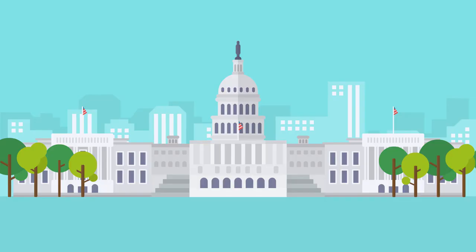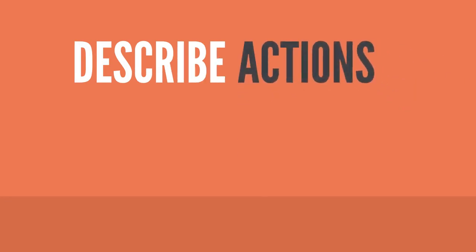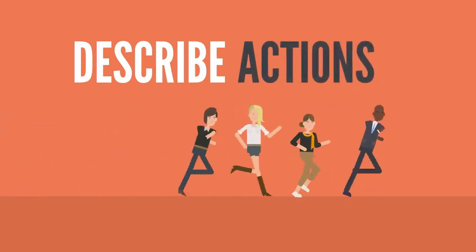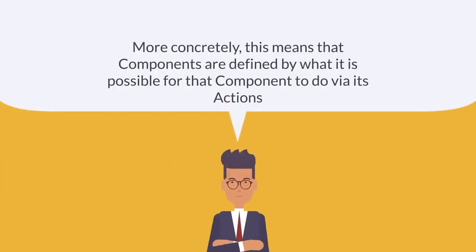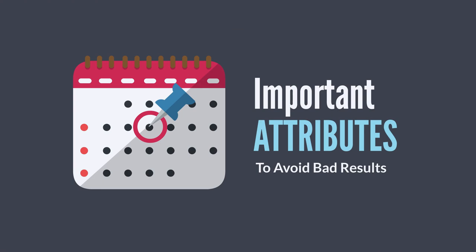They are built from finite state machine logic and define their behavior by actions that directly translate a discrete existing input, or before state, to an output, or after state. More concretely, this means that components are defined by what is possible for that component to do via its actions. By defining components by their actions in this way, components potentially gain two important attributes when trying to avoid bad results.